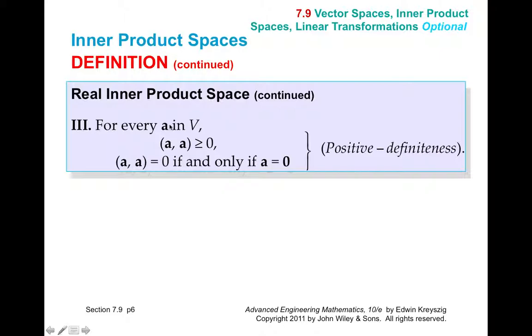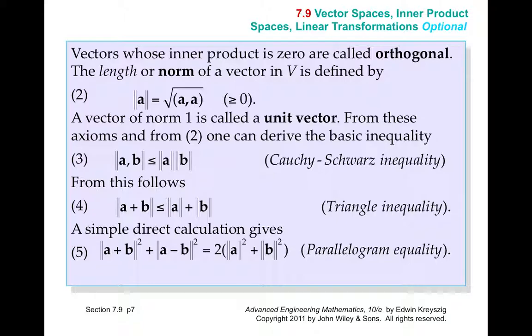And then finally, for every A in that vector space, the dot product of A with itself is greater than or equal to 0. And it's 0 if and only if the vector itself is 0. So this is referred to as positive definiteness. If you have vectors whose inner product is 0, they're called orthogonal. Another definition is the length or norm of a vector is defined by the square root of the inner product of the vector with itself. A vector that has a norm of 1 is referred to as a unit vector.